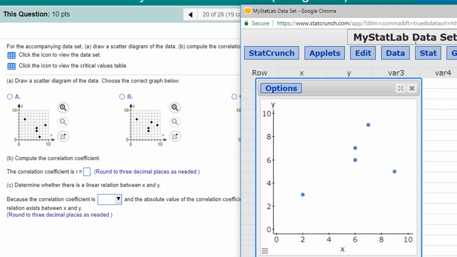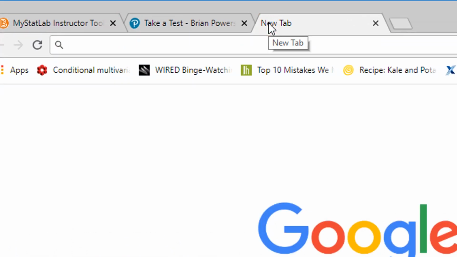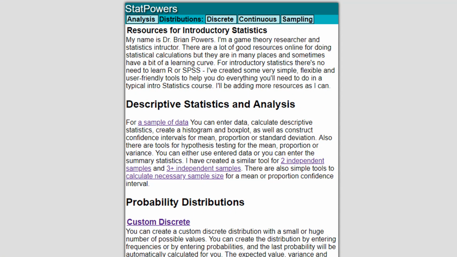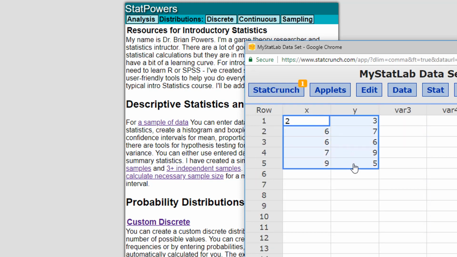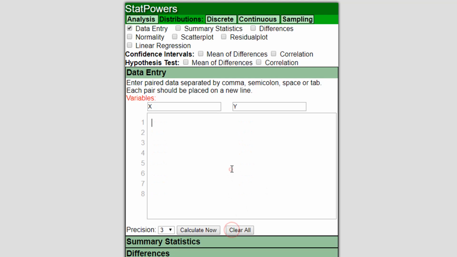Now, correlation coefficient. So here's what I'm going to do for this. This is a little different than my way of teaching. Don't look at the critical value tables at all. We're going to actually open a different website called StatPowers. I made this website, and we have tools in here for handling data like this. So I'm going to go back and copy this data, these 2 columns of data. Hopefully it copies nicely. I'm going to go under 2 dependent paired samples. Clear this all out and paste.